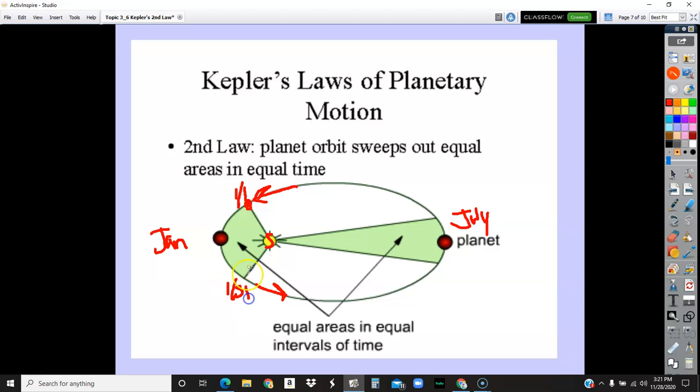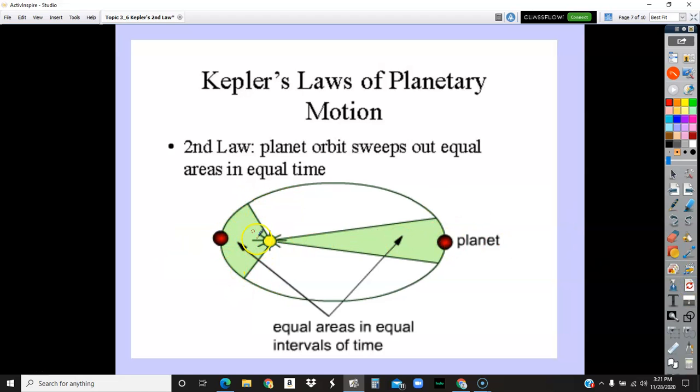So what Kepler is trying to say is we have to cover the same amount of area in January. This green section over here has to be equal to this long green area over here in July. This area here has to equal this area here. So what he's saying is that's the equal areas law. We have to move at a different speed.